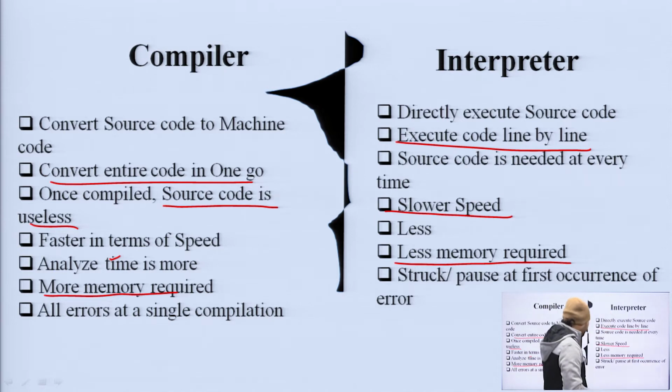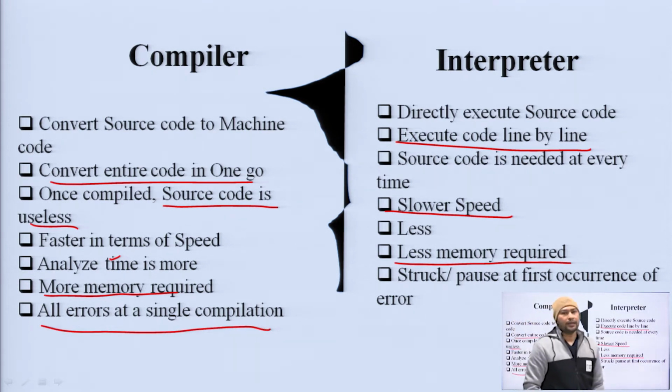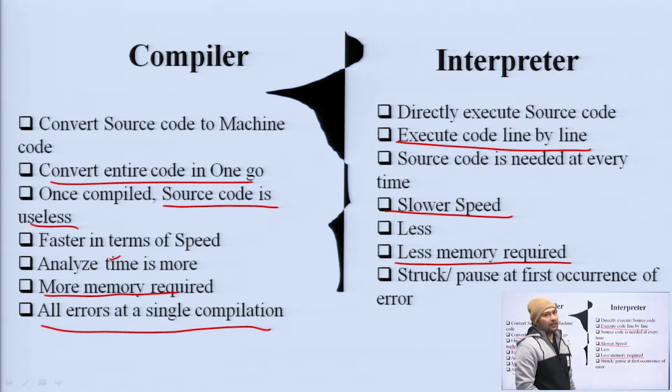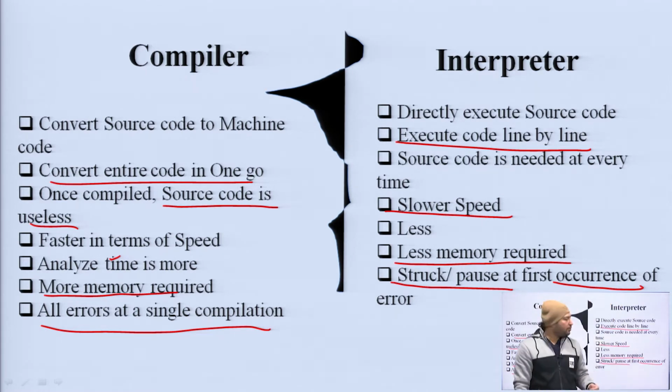The last point is very, very important here, related to errors. You can see all errors in a single compilation in the compiler. That means whenever the compiler is executing the file, it will collect all the errors and display them in one place. Whereas in the interpreter, it will stop the moment it encounters your first error. Until and unless you solve that error, the interpreter cannot move forward. So this difference is very, very important to understand the Python language first.